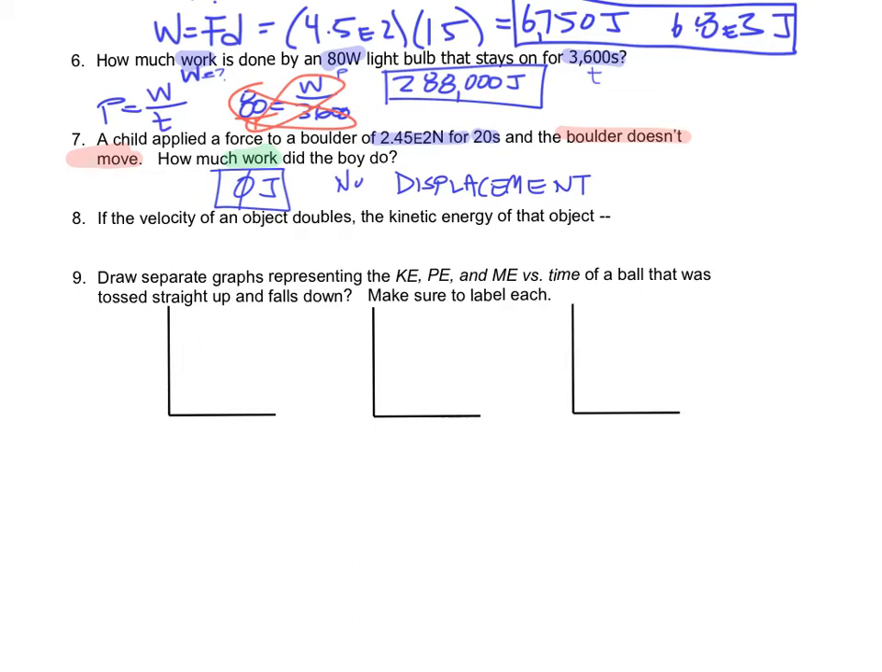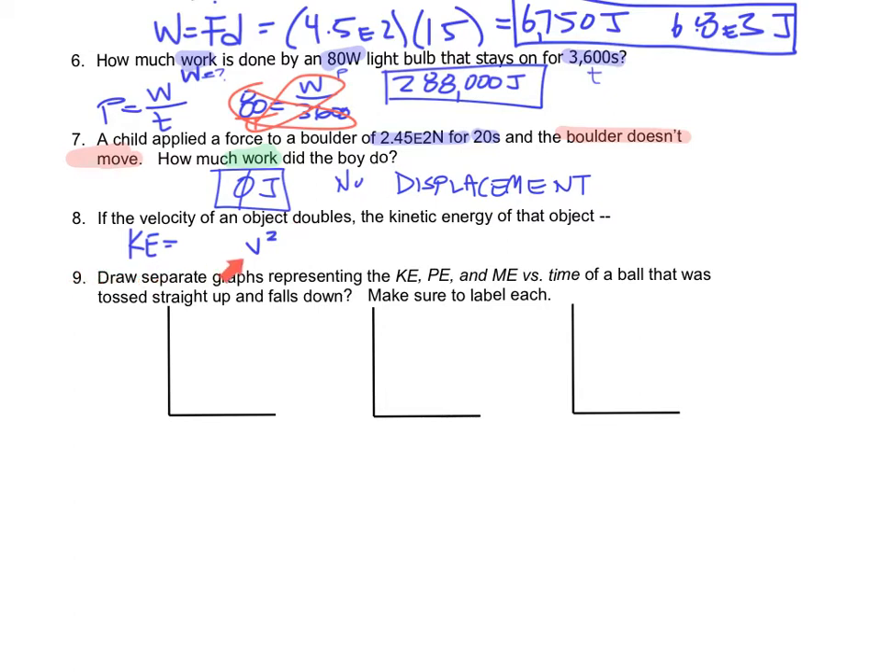Number 8, if the velocity of an object doubles, the kinetic energy of that object does what? Well, think of your kinetic energy equation. It says kinetic energy equals 1/2 mv squared. Here I'm comparing the velocity to the kinetic energy. So for the sake of this, I'm just going to remove the 1/2 and the m. I'm only looking at kinetic energy and velocity. If my velocity doubles, what happens to my kinetic energy?